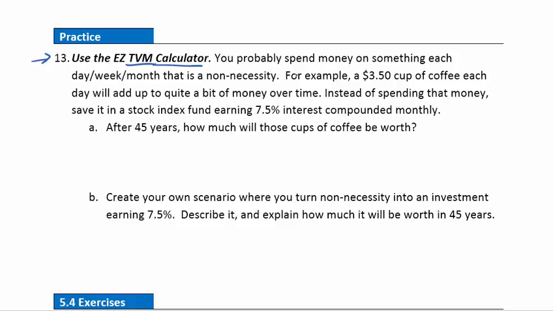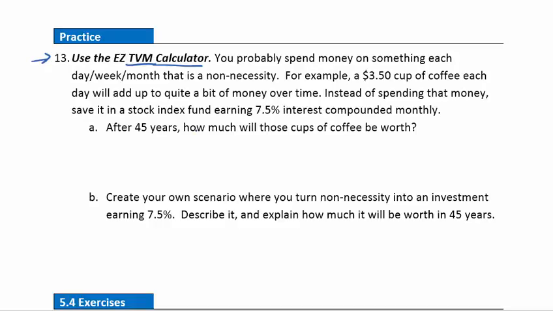So let's read this problem. You probably spend money on something each day, week, or month that is non-necessity. For example, a $3.50 cup of coffee each day will add up to quite a bit of money over time. Instead of spending that money, save it in a stock index fund that earns, let's say, 7.5% compounded monthly. After 45 years, how much will those cups of coffee be worth?